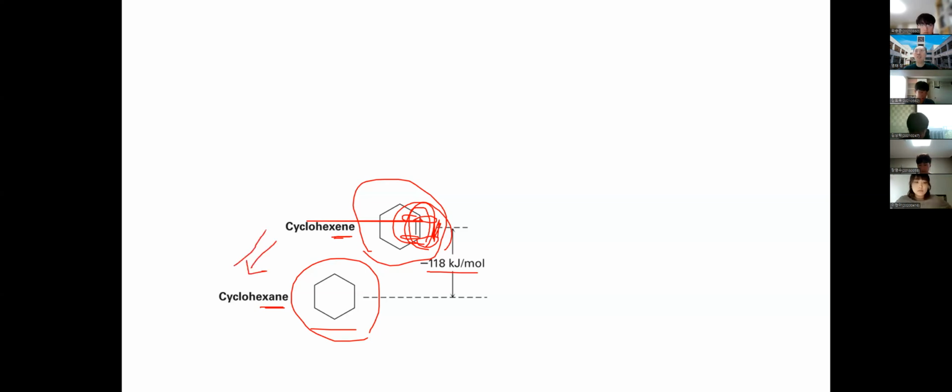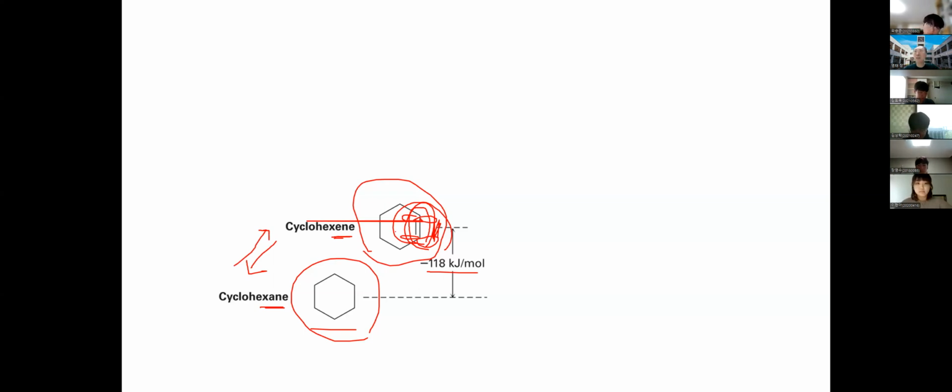We can assume this pi bond has more mobility, more dynamics, more energy. That means that this molecule is less stable. This molecule is more stable. Okay. This energy depends on whether you go in this direction or this direction. This energy is said to be hydrogenation.